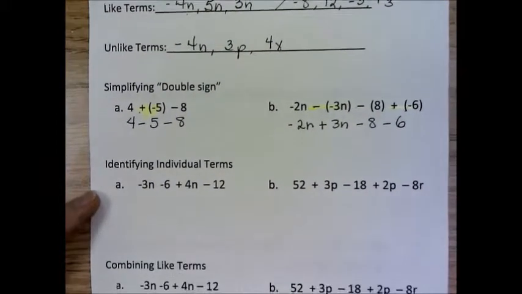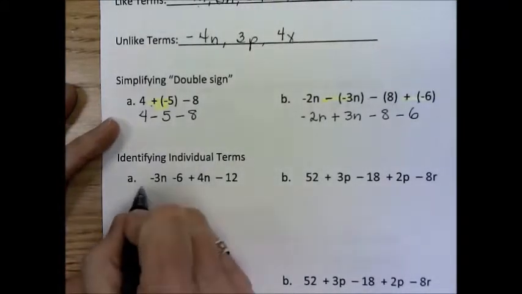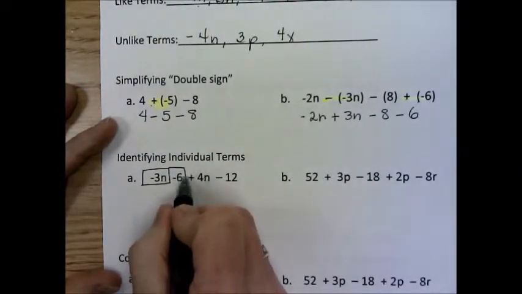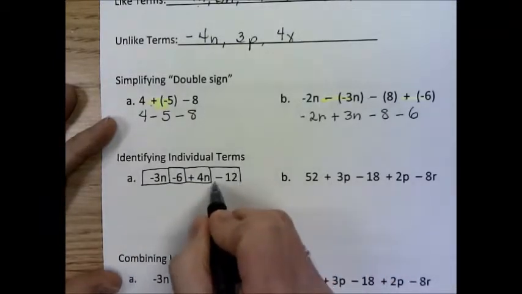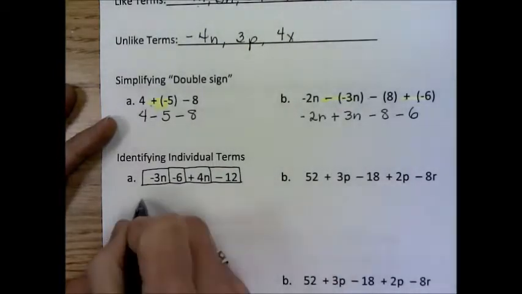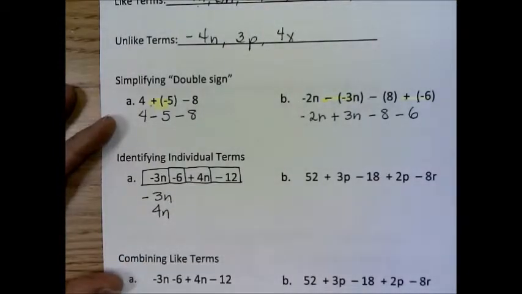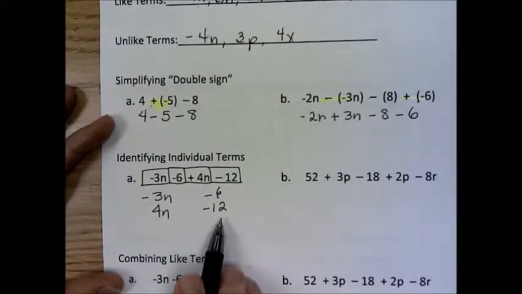The next thing we want to talk about is being able to identify actual individual terms. If I'm combining a term, what does that really mean? Well, we have to be careful that we make sure we get the sign in front of each term. So if we were separating these, all right, -3n is a term. -6 is the second term. +4n is the third term. And -12 is the fourth term. So -3n and 4n would be considered like terms. Additionally, -6 and -12 would be considered like terms.